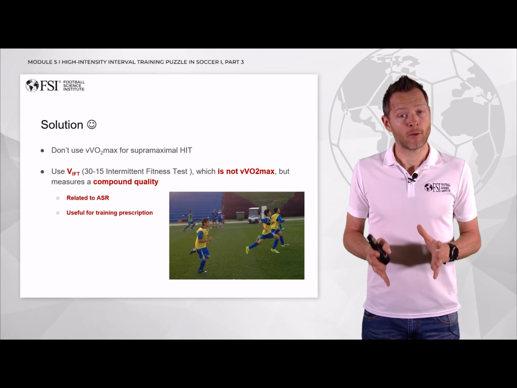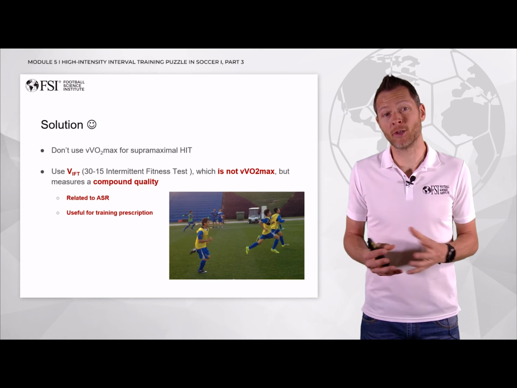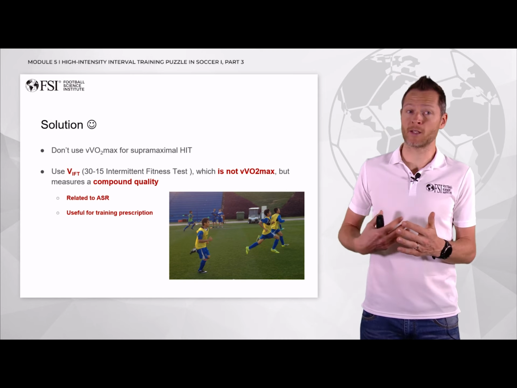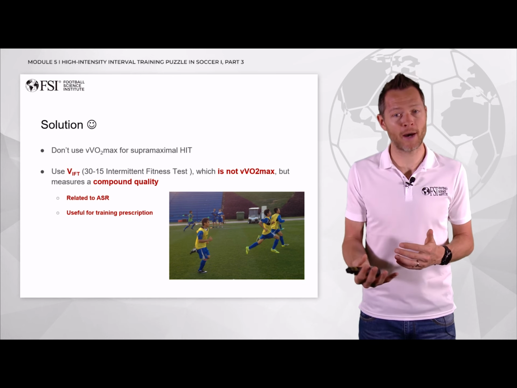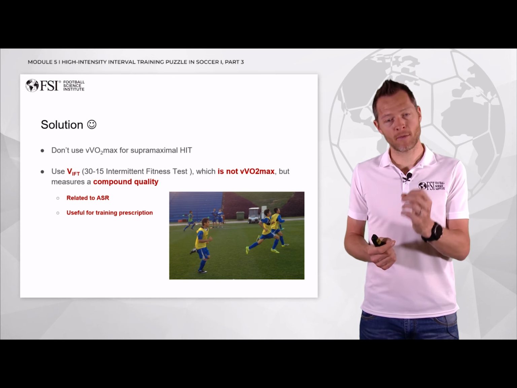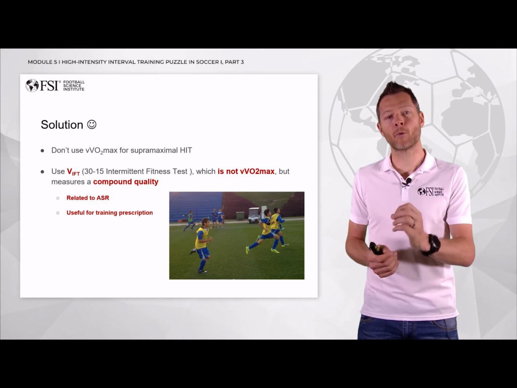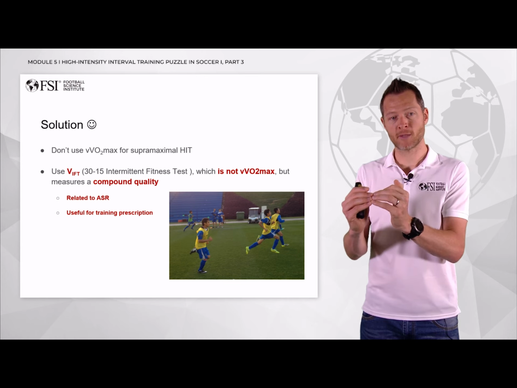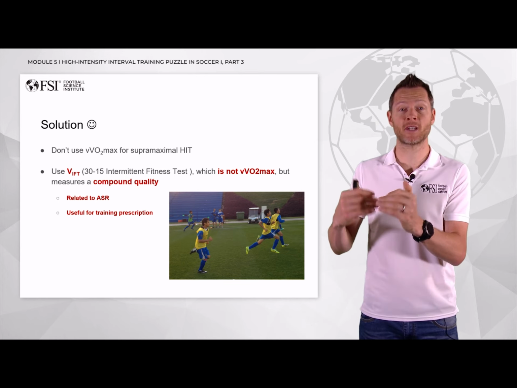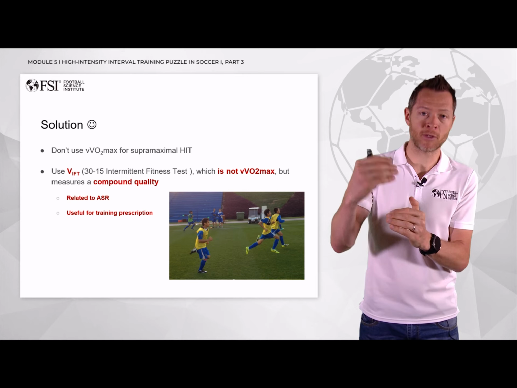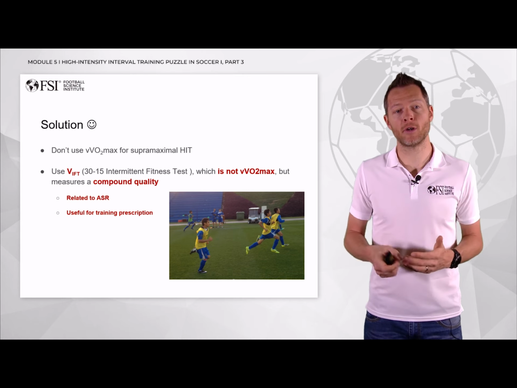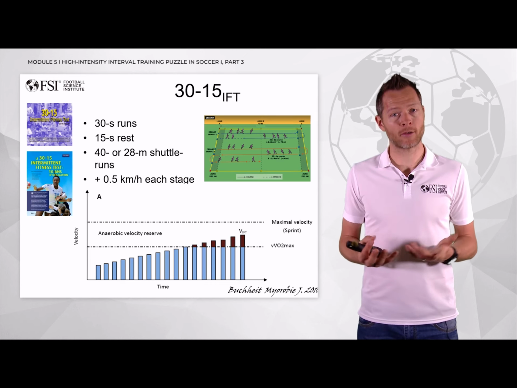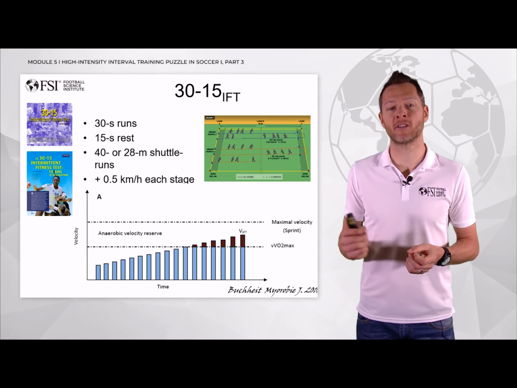So the idea was to design a new test, not trying to reinvent the wheel obviously, but using what has been done, what has been developed in the past, and trying to find something that will be more related to the player profile, so not just be related to VO2 max, but that will actually be representative of the anaerobic speed reserve while still being useful for training prescription. And that's when I came to the test now called the 30-15 intermittent fitness test.